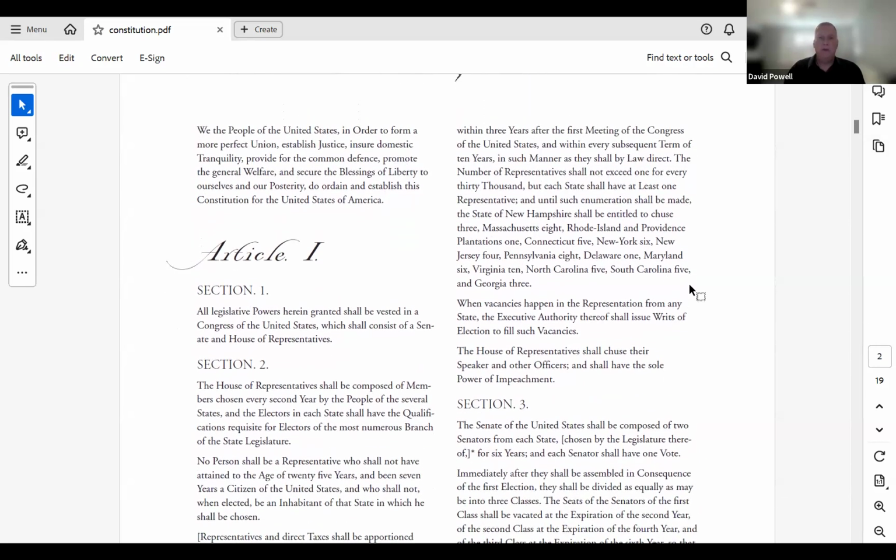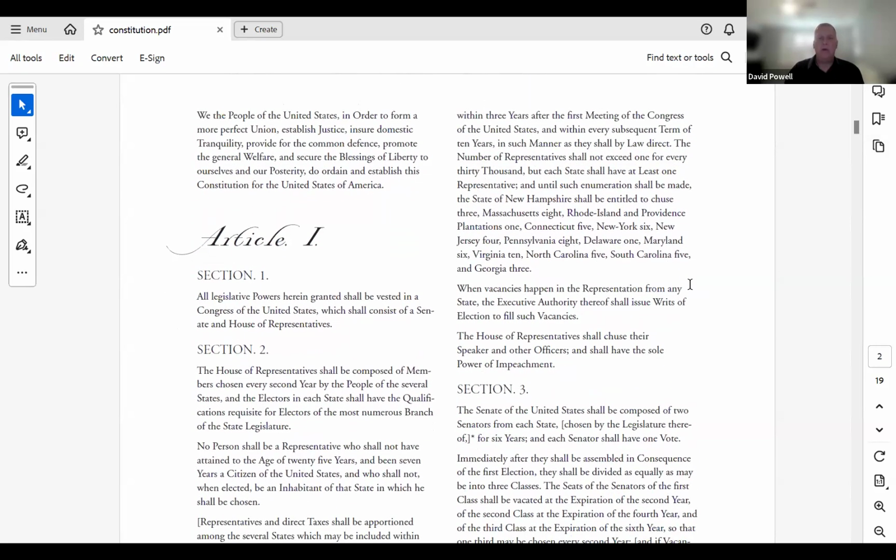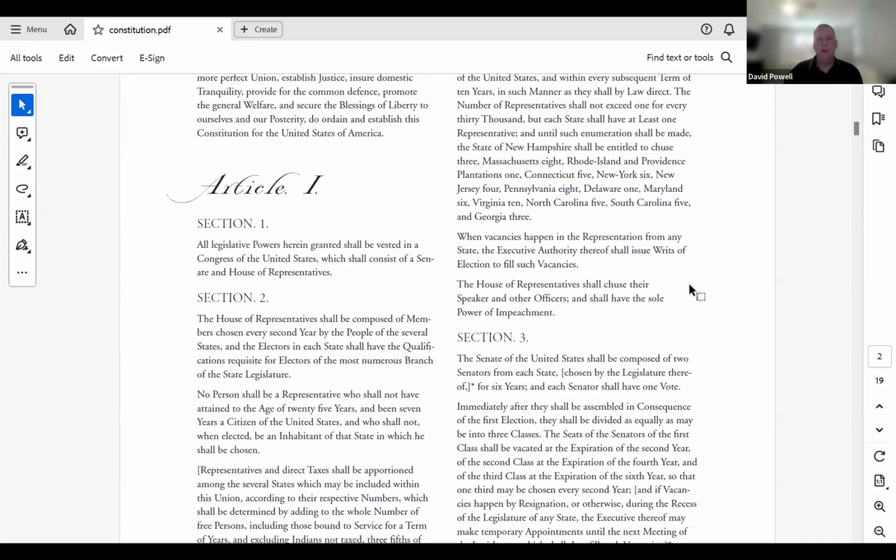Some other things to pay attention to here. We do have an enumeration of the population. That's how we determine our congressional districts. And so we have that once every 10 years. That enumeration is an actual counting of the population. We just had an enumeration with the census in 2020. We'll have another one in 2030.